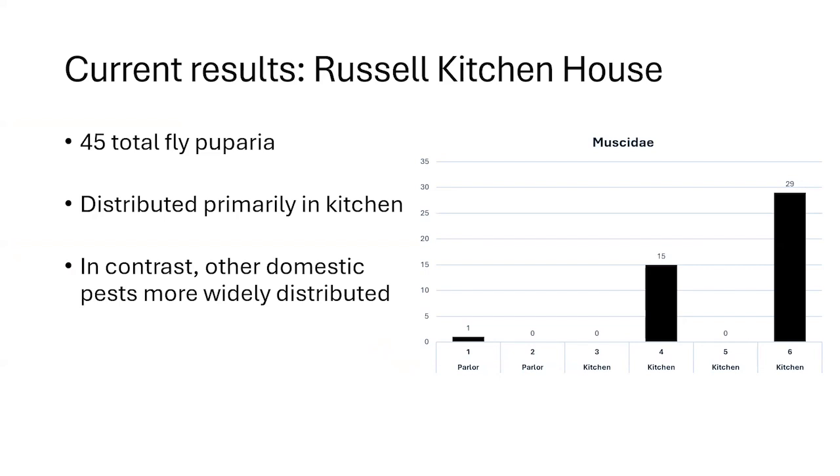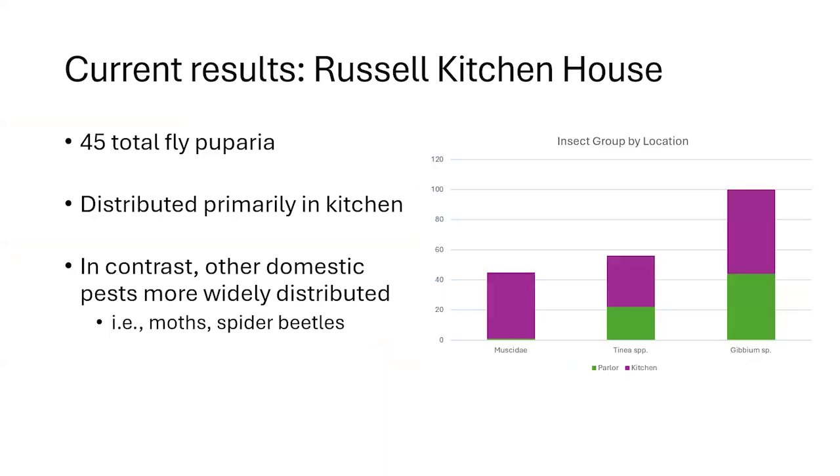Moving on to the kitchen house, on that first floor, we were able to find 45 total puparia, and those are almost totally concentrated in the kitchen, which is illustrated a bit more clearly when we compare that to a few other insect taxa that were found. Some other pest insects also found on the first floor were spider beetles and the puparia of moths. Those were more evenly distributed across the first floor, while the fly remains are mostly restricted to the kitchen or food preparation areas.